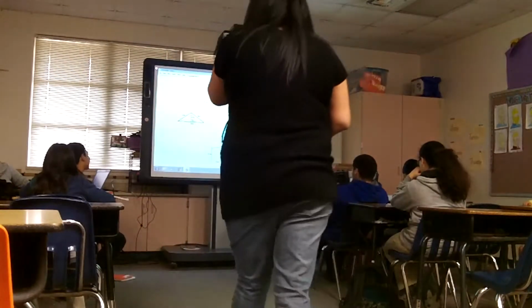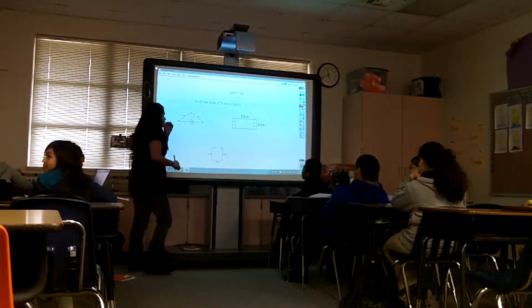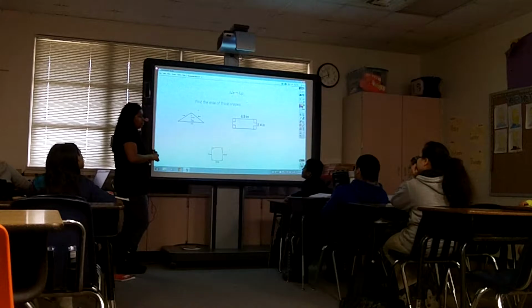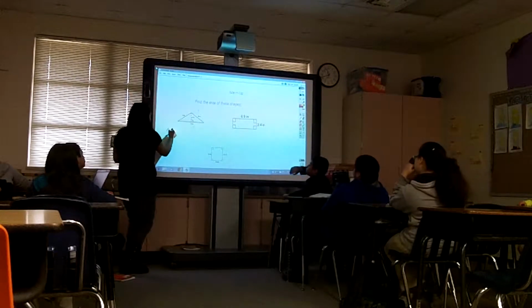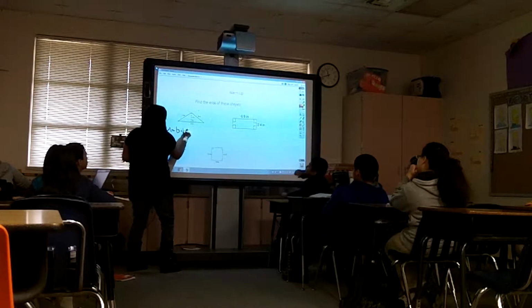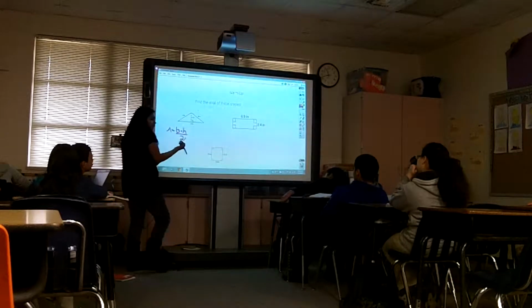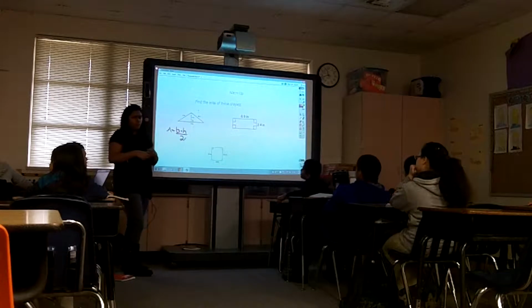Alright, so it says find the area of these shapes. So the first one, what shape is this? Triangle. It's a triangle. So what's the formula for the area of a triangle? Area equals one half base times height. Remember I told you it's base times height divided by 2. When you multiply anything by a half, you're really dividing by 2.